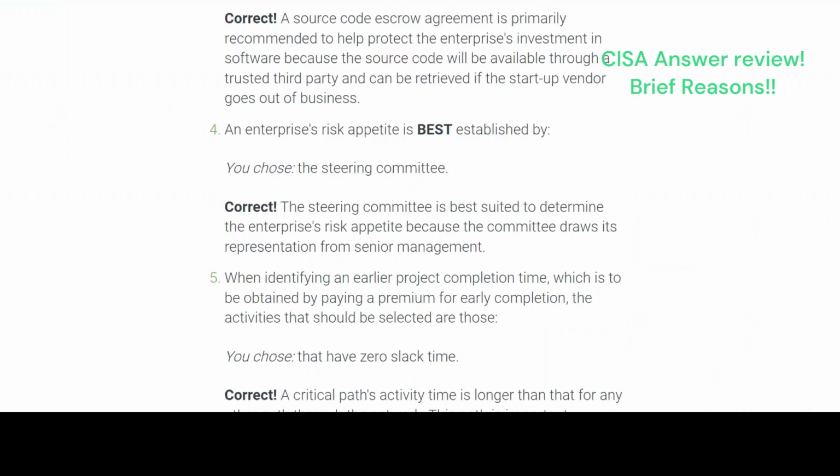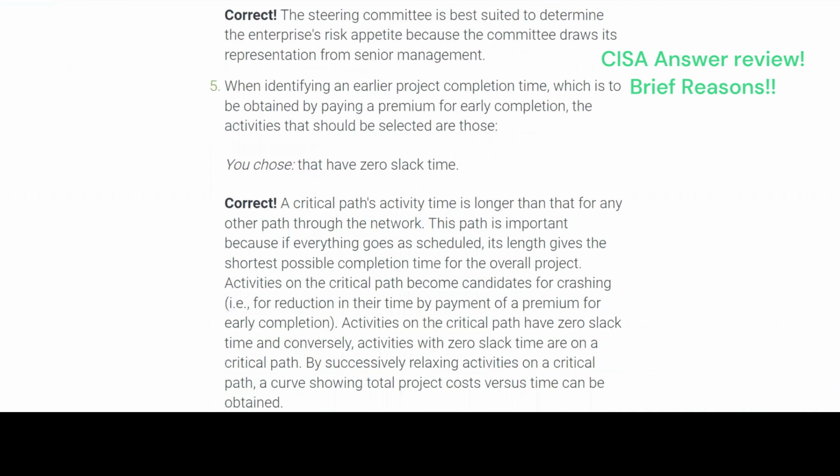Fourth one, enterprise risk appetite is best established by the steering committee. The steering committee is best suited to determine the enterprise risk appetite, because the committee draws its representation from senior management, just like how we have a management representative. Fifth one, when identified earlier, it has zero slack. We selected critical path analysis, and that's the right one, because the critical path is no longer than that of any other path through the network. The path is important because everything goes with the schedule and all that.